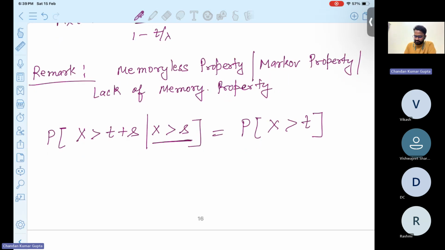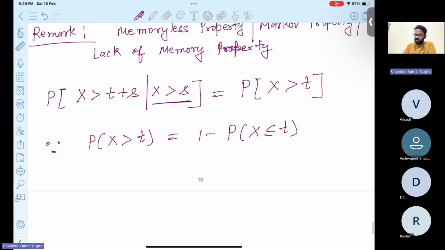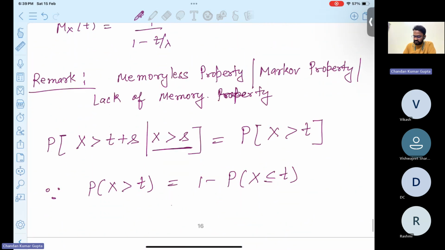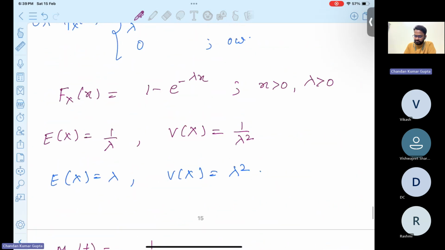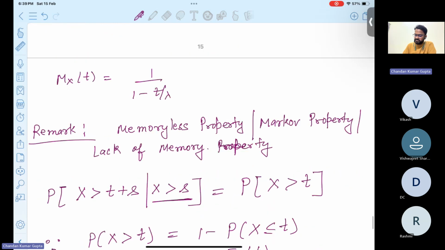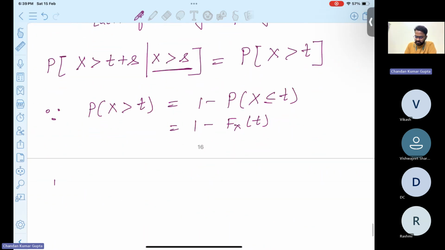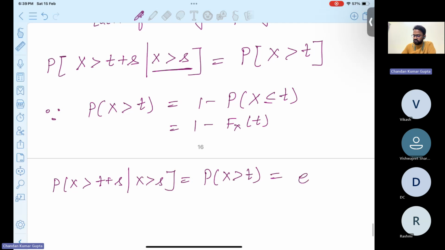You can also see, since the probability that X is greater than t is nothing but 1 minus the probability that X is less than or equal to t. Okay, so this is nothing but the CDF actually. If you see, this is the definition of the CDF, 1 minus e to the power minus lambda t. So the probability that X is greater than t plus s, given X is greater than s, is the probability that X is greater than t, which is equal to e to the power minus lambda t. Okay, so this is the memoryless property.